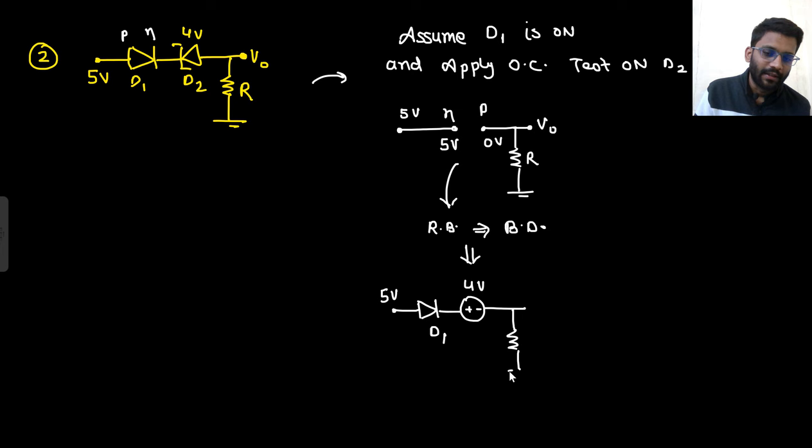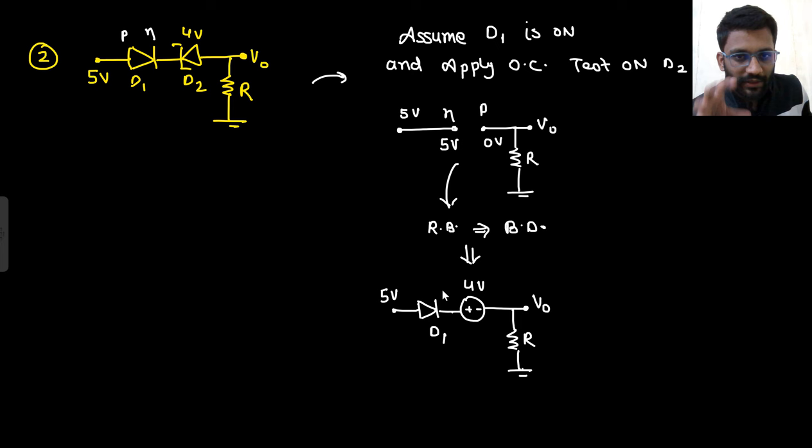Now, apply the open circuit test on D1. What will happen? 0, 4. 5 and 4. D1 is also on. What did I do? First, I considered D1 to be on. Then I checked what is happening with D2. Then I got to know that D2 is in reverse bias and in breakdown. That means D2 will be replaced with a battery of 4 volt. Then I am checking my assumption that D1 is on, by applying open circuit test on D1. Then I got to know that my assumption was correct.